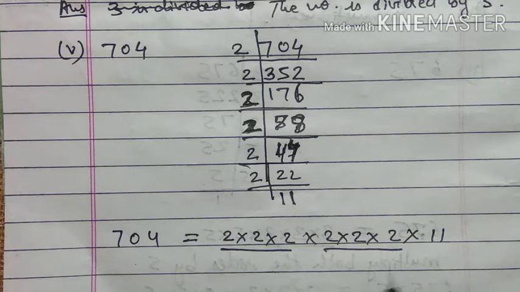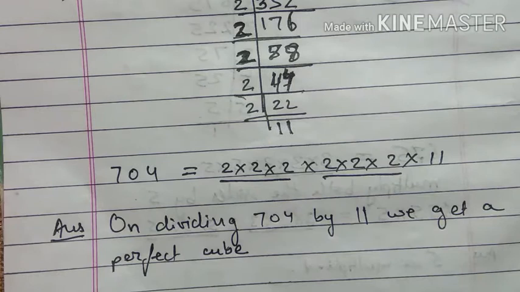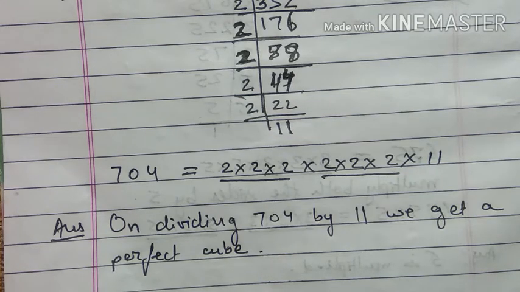So if we divide both sides by 11, we will get a perfect cube. So we may write, divide both sides by 11. In the answer we will write, on dividing 704 by 11, we get a perfect cube. Okay, so in this way you have to do the rest of the parts of this question on your own.